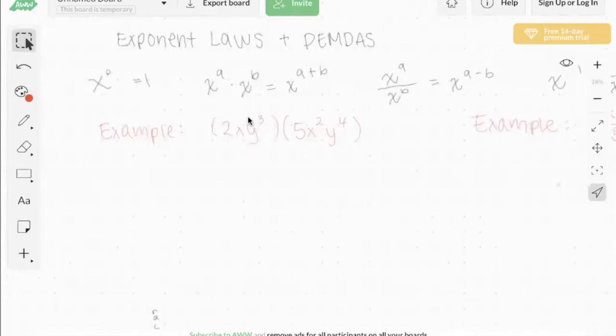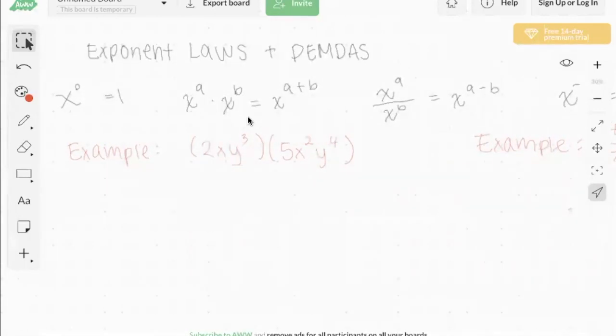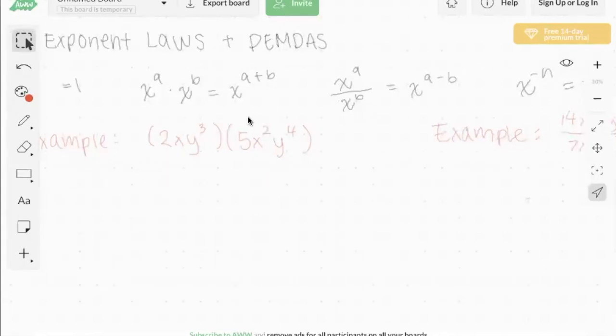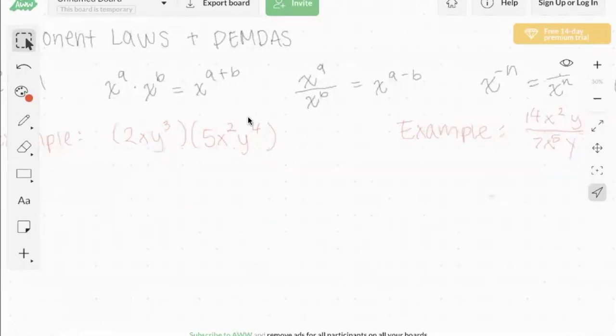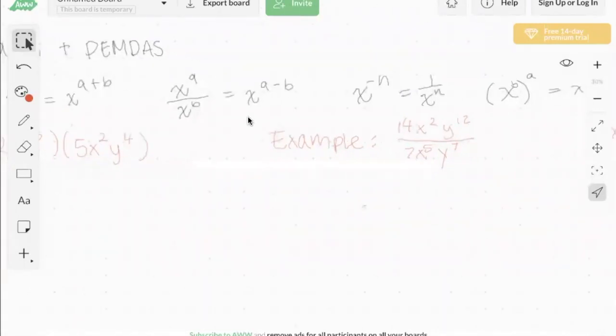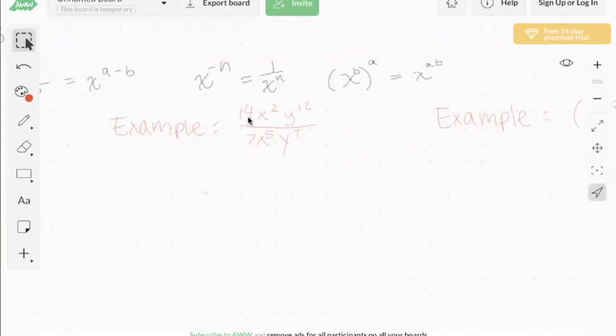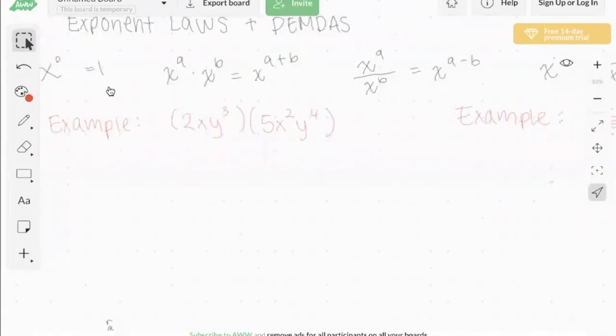The next thing we're going to go over are exponent laws and PEMDAS. First thing is exponent laws. The first exponent law is anything to the power of 0 equals 1. The second law is x to the power of a number times x to the power of another number is x to the power of the sum of those powers. Then x to the a divided by x to the b equals x to the difference between a and b. Then x to the negative n equals 1 over x to the n. And x to the power of b, and then the whole thing to the power of a, is x to the power of a times b. Now we're going to go over some examples.